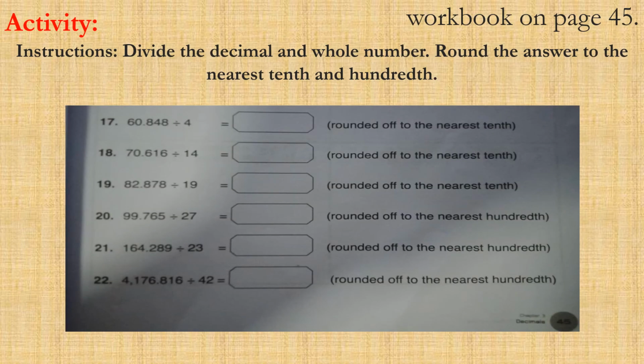So this is your activity now. On page 45 again, kindly answer this one. So again, on number 17, 18, and 19, you're going to round your answer to the nearest tenths. Divide first this one, and then your answer, you're going to round to the nearest tenths. Okay? And for 20, 21, and 22, after you divide the numbers, you're going to round your answers to the nearest hundredths. Okay?